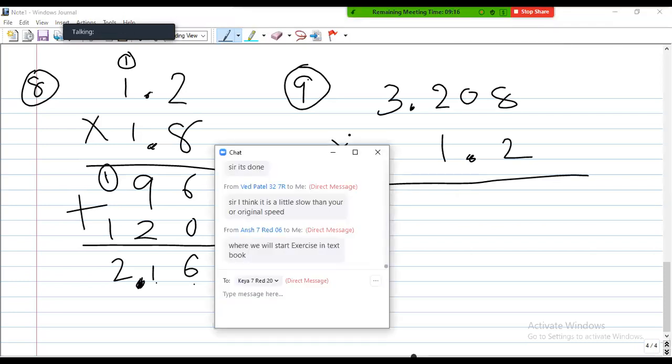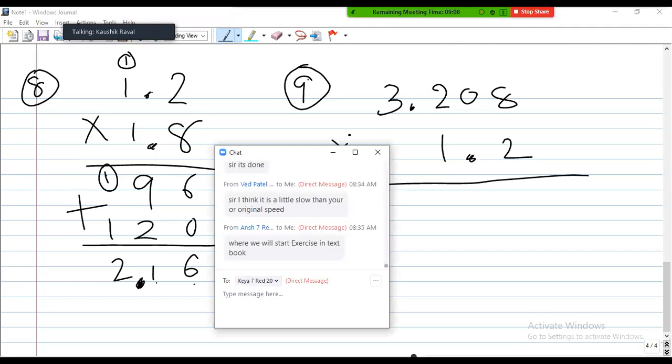Ved is saying, sir, you are a bit slow. Oh, goodness. Ved remembers from grade 5.